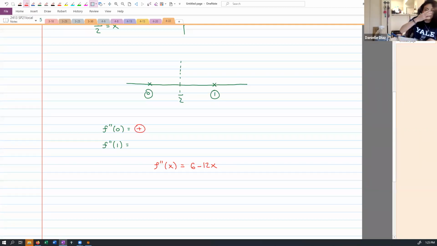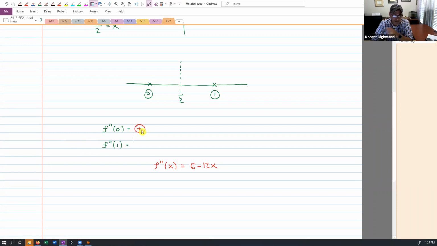Yeah. So what does the second derivative being positive tell me about the shape of the graph? It's going to smile. It's going to be concave up. So that means over here near where we're testing at 0, I know that the original function is going to be something concave up looking.